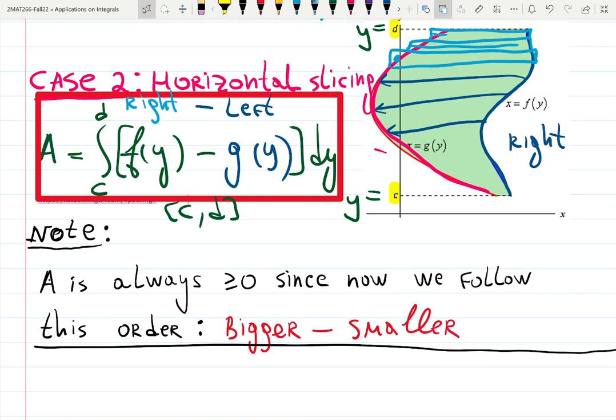A, which is area between graphs, is always positive, since now we follow this rule: bigger minus smaller. Before, we taught you that if the area is below the x-axis, then it's actually negative. Yeah, we kind of made this up. In general, I will explain why it was negative right now. But now it's always positive. It's area. It's a physical object, cubic kilometer square. So that is a physical object.